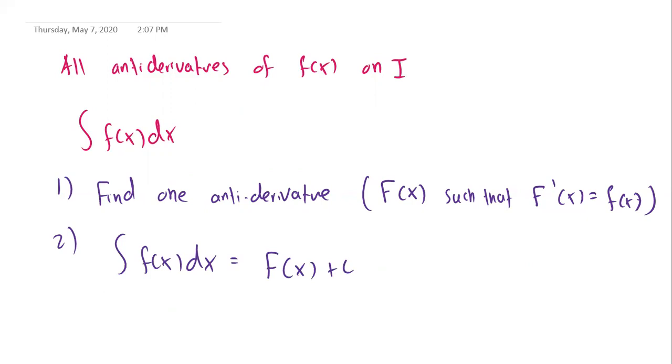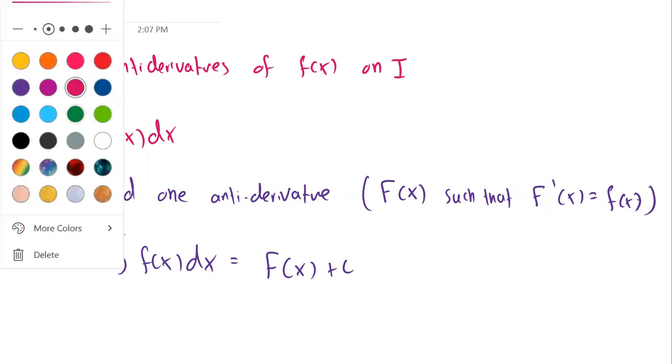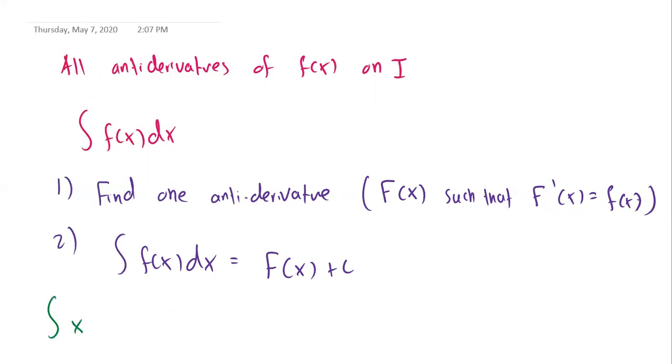So for example, you want to find all antiderivatives. Actually, let me use another color. You want to find all antiderivatives of x squared. Well, we know that one antiderivative is x cubed divided by 3. Let's just add 1 to the exponent, divide by the new exponent. And then that's one antiderivative, and then just add c to find all of them, where c is a constant. It's any constant.